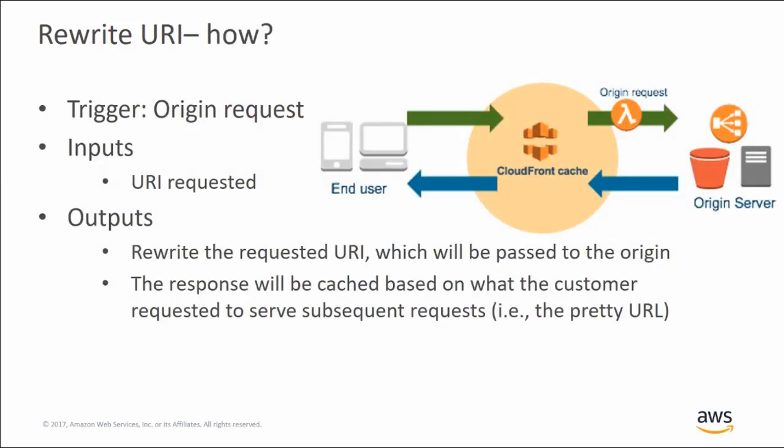Okay, let's take a look at how you can rewrite URIs with Lambda at the edge. So the trigger point for this scenario would be an origin request. And within the origin request, you can define the logic that's going to translate the URI scheme, which is seen by the end user, to the internal URI scheme.